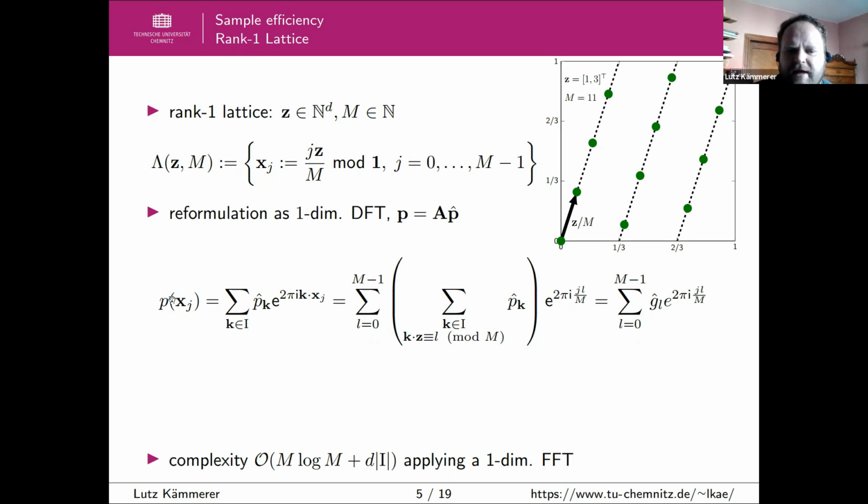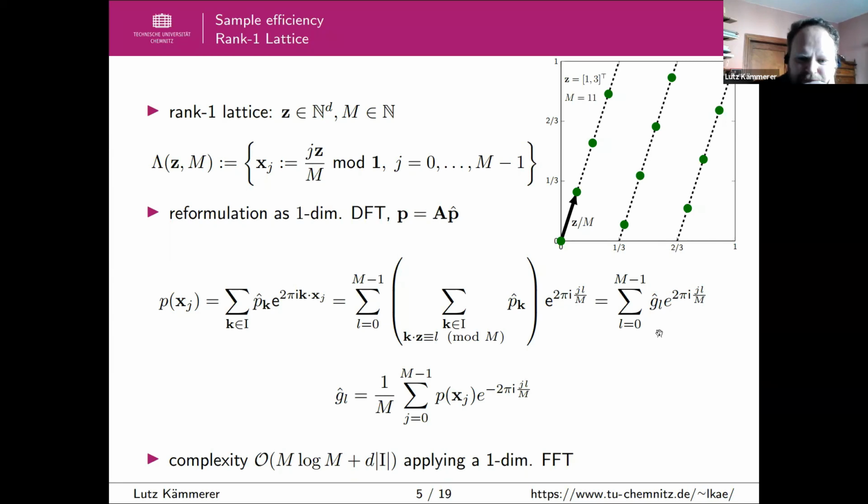We would like to, or we say we know this p of xj, and we would like to have back the k's and the p hat k's in some sense. What can we do? We can just apply, if we know all the sampling values, a one-dimensional inverse fast Fourier transform in order to get this g hat out.